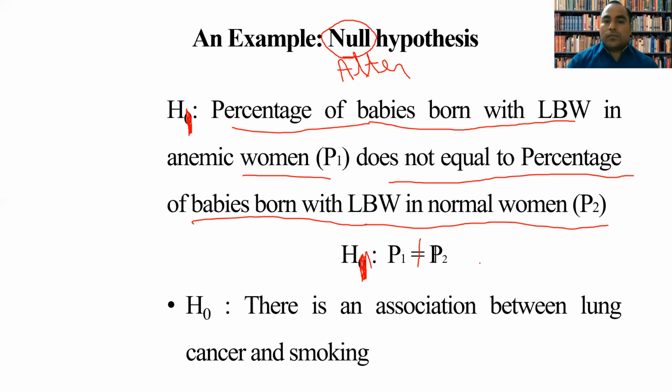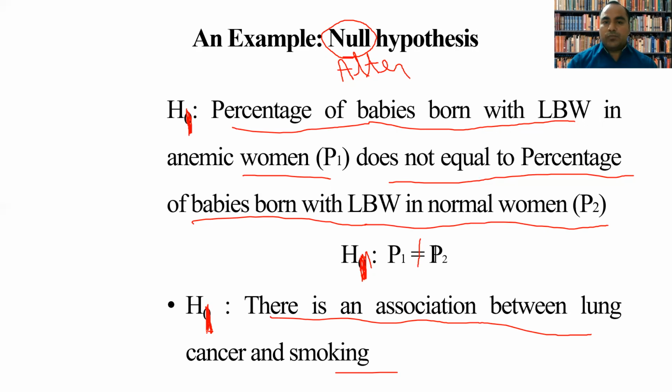We have another example. We can say there is an association between lung cancer and smoking. So with help of these examples, we can understand null hypothesis and alternative hypothesis.